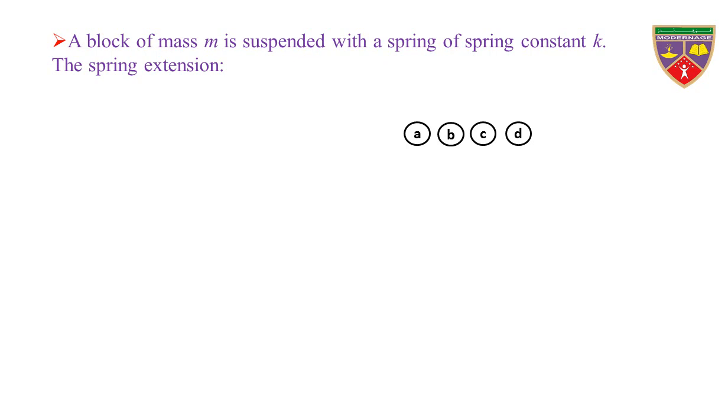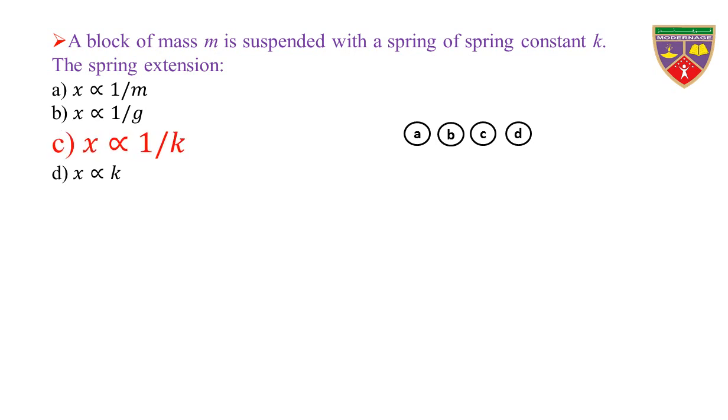A block of mass m is suspended with a spring of spring constant k. The spring extension: option A, x is proportional to 1 by m; B, x is proportional to 1 by g; option C, x is proportional to 1 by k; option D, x is proportional to k. The key is x is inversely proportional to k. The correct option is C.